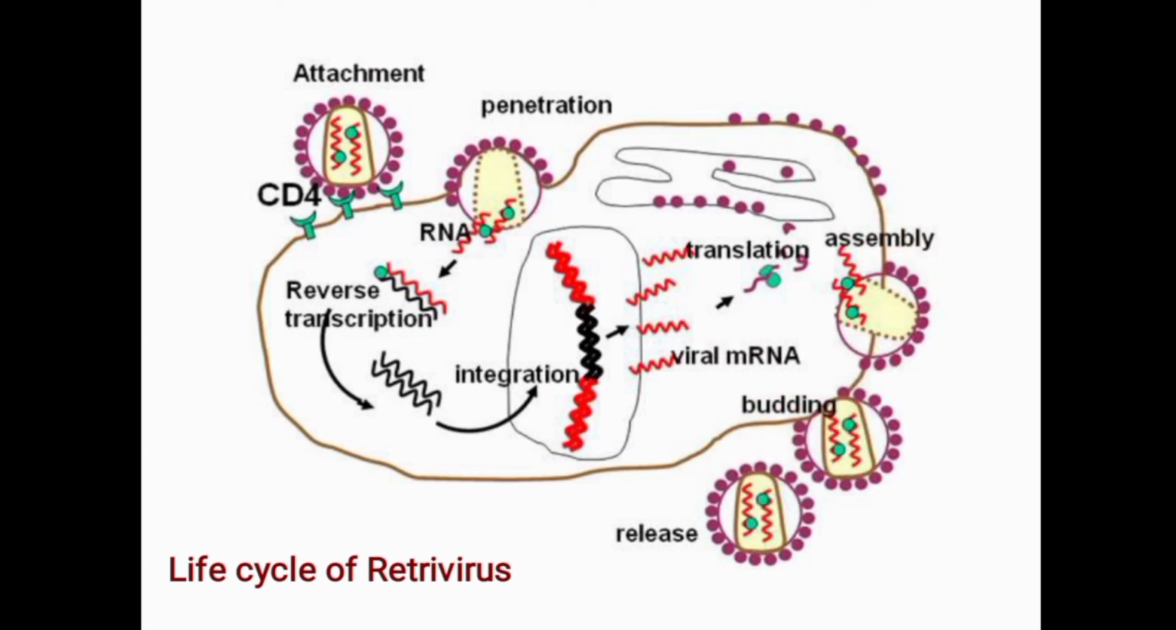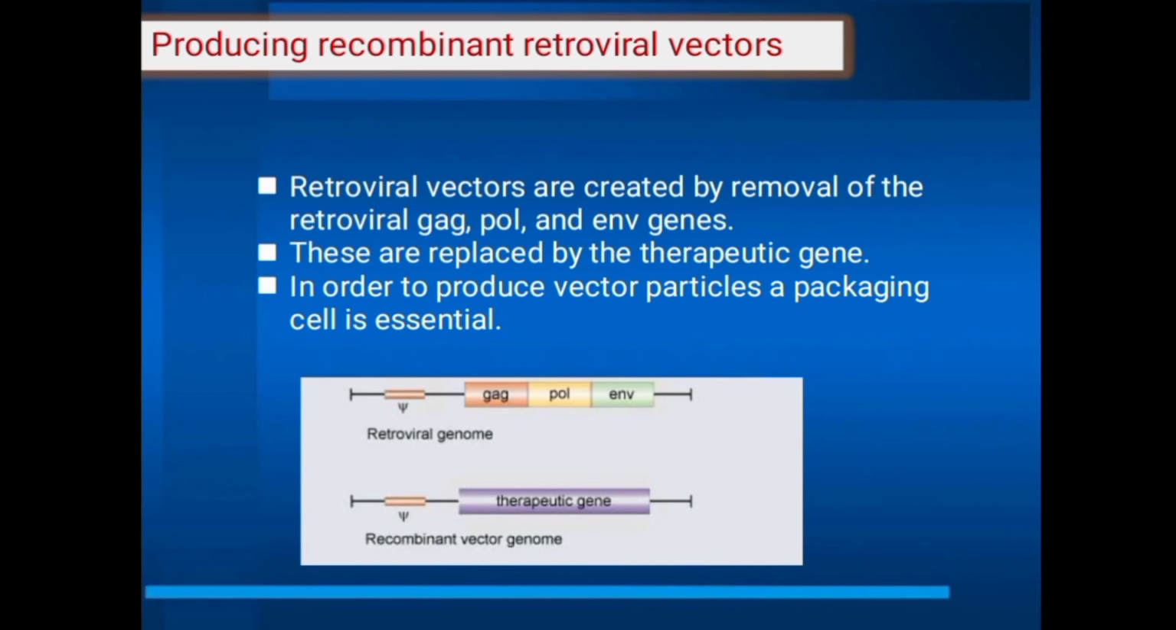particle and budding. The next step: how to produce recombinant retroviral vectors. Retroviral vectors are created by removal of the retroviral GAG, POL, and ENV genes. These are replaced by the therapeutic gene. In order to produce viral particles, a packaging cell is essential.